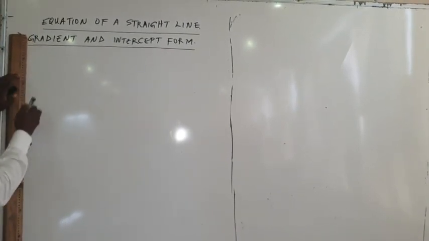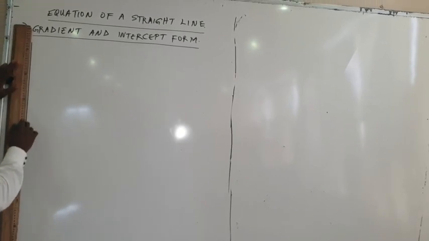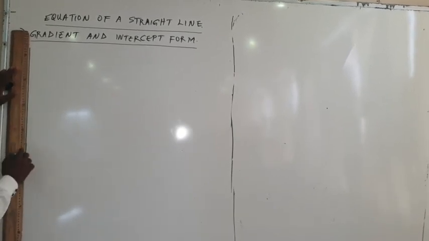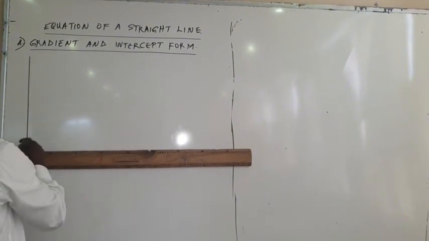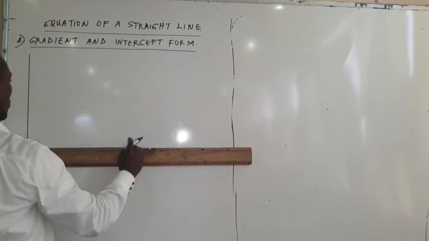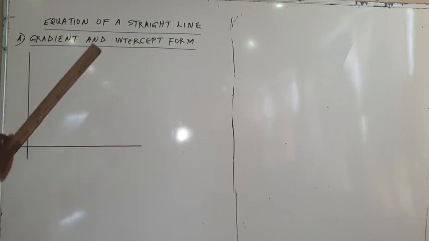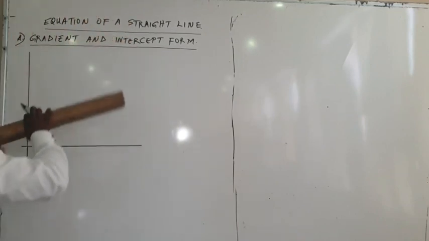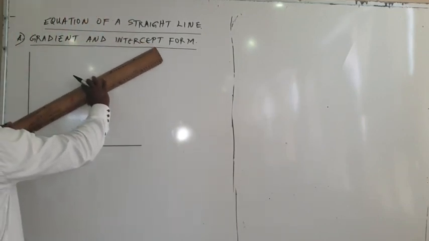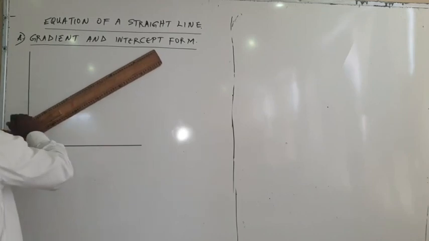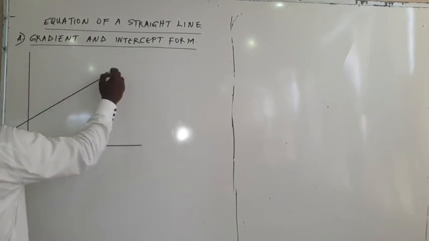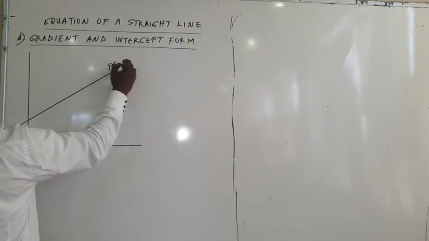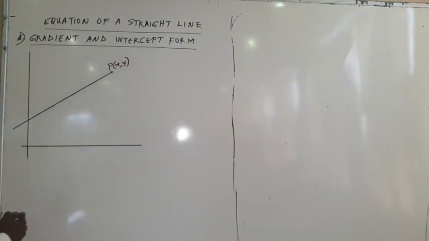We are going to have an xy plane. So this is the y-axis, and here is the x-axis. We now want to consider a straight line, LP, in which the coordinate of P is x, y, and the line L is here.